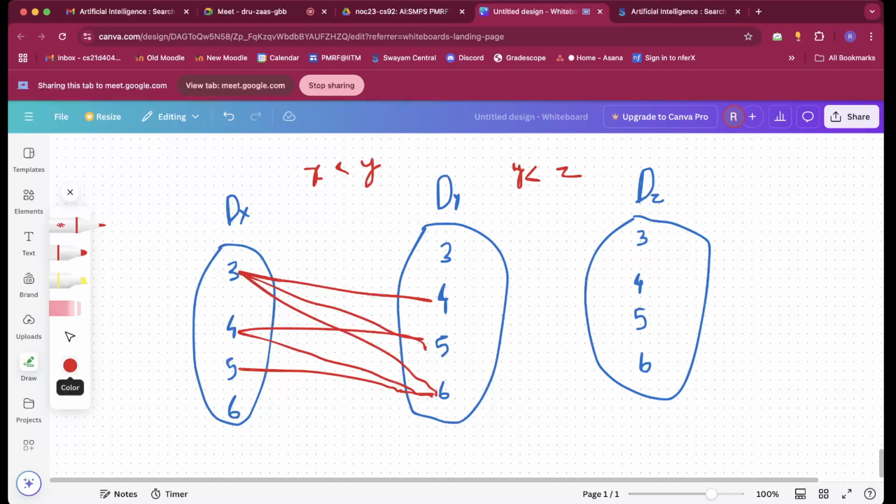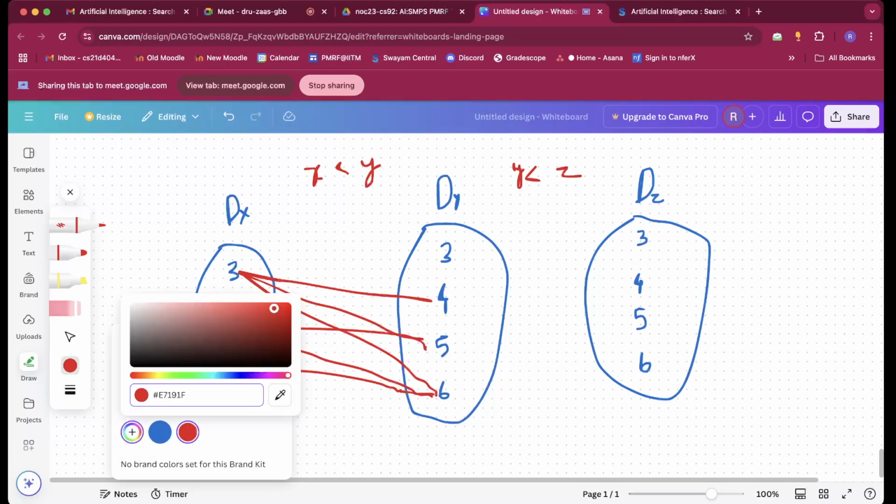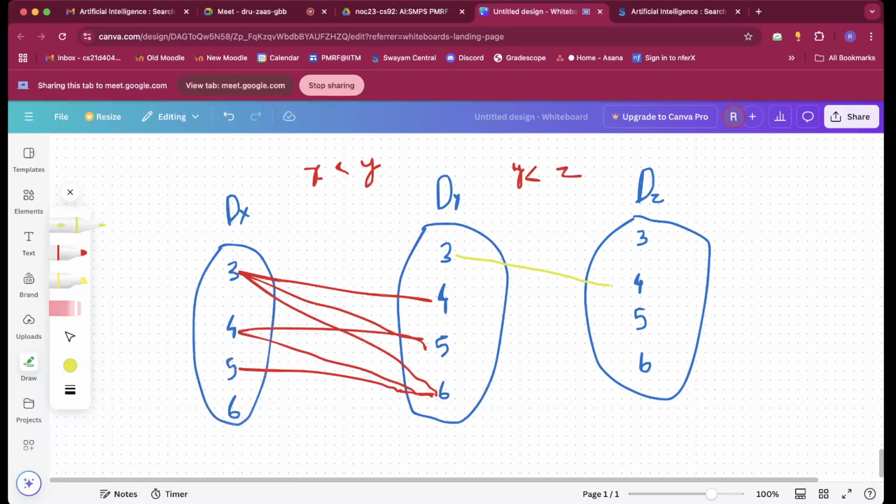Similarly, we can draw the edges between y and z as well, and they'll follow something similar. So 3 will be connected to 4, 5 and 6, 4 will be connected to 5 and 6, and 5 will be connected to 6 alone.